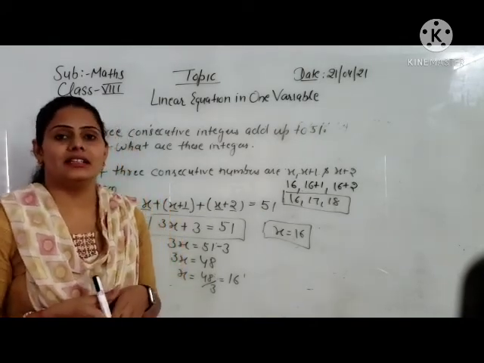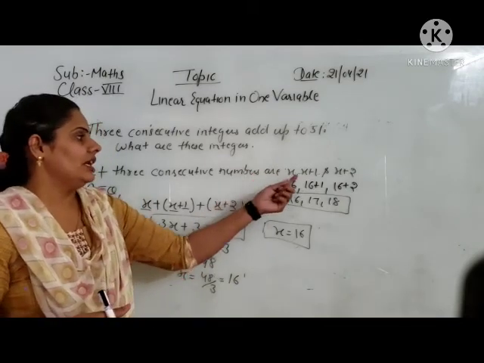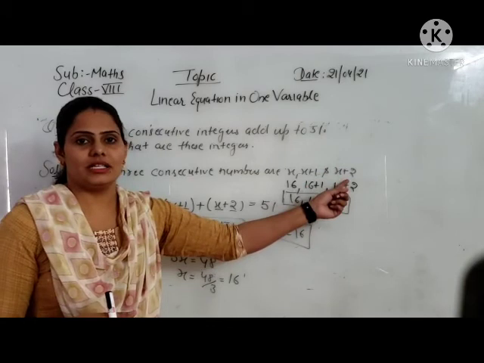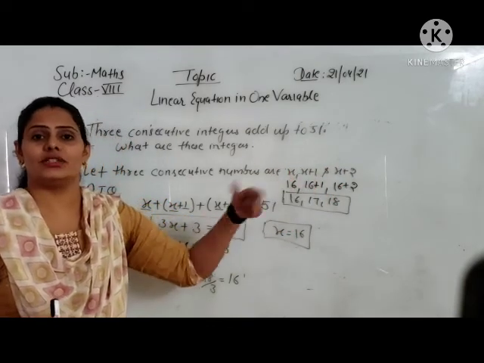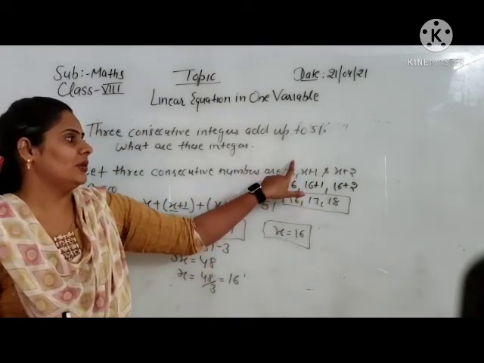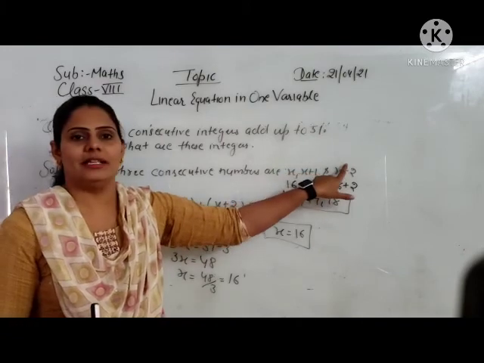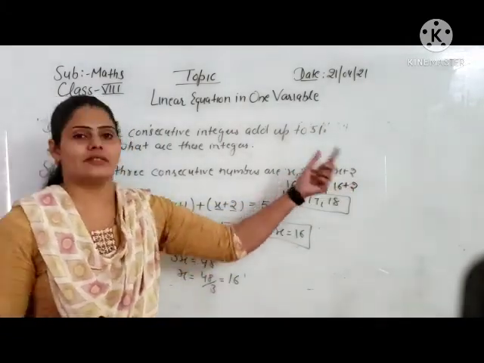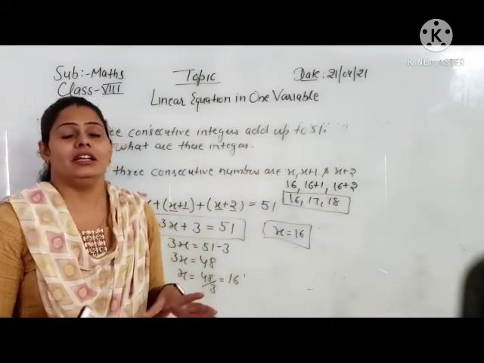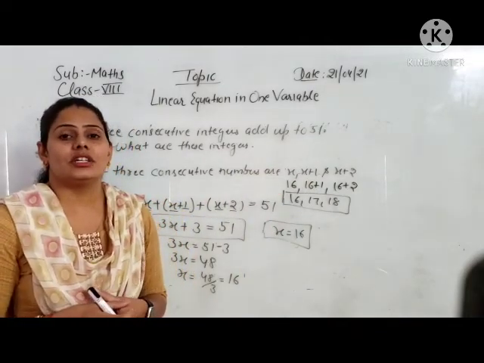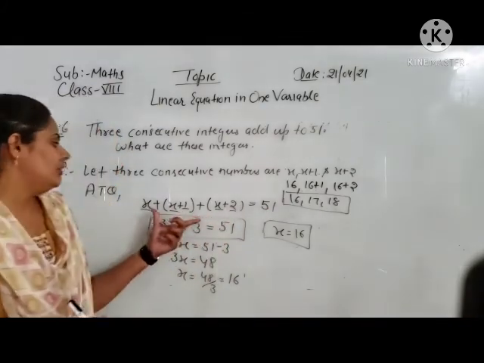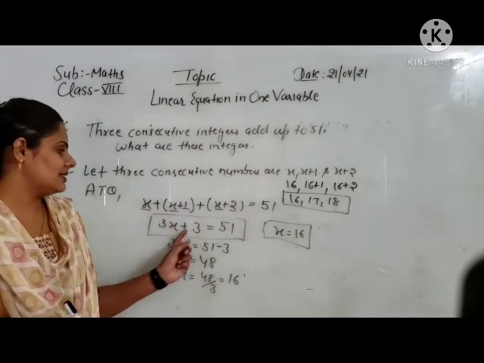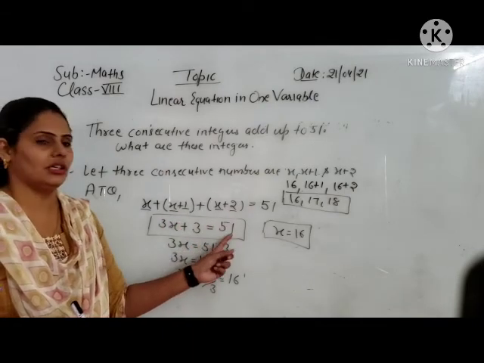So how will you write it in the form of x? First you will assume x, the second will be x plus 1 and the third will be x plus 2. Because in place of x you can put any value. For example, if you put 4, it will be 5 and then 6. So 4, 5, 6, all three numbers are consecutive. So x, x plus 1 and x plus 2 are consecutive numbers. Now, what is given? Their addition is equal to 51. So you will simply add them. The x values you add: x plus x plus x is 3x, and 1 plus 2 is 3, so 3x plus 3 is equal to 51.